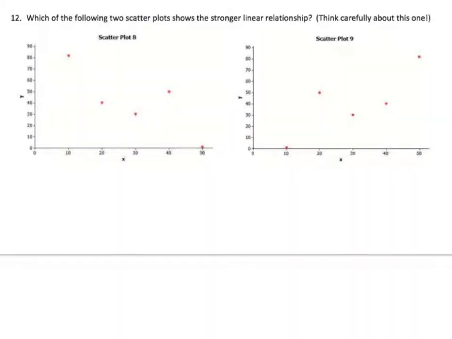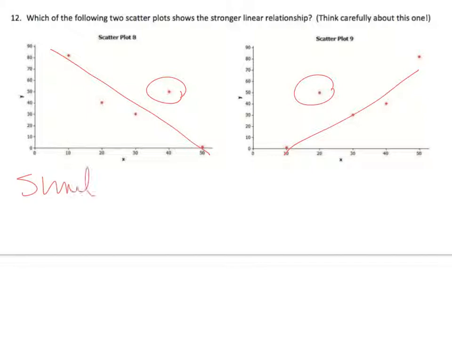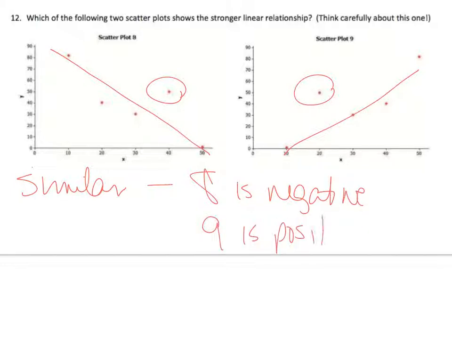Number 12. Which of the following scatter plots shows a stronger linear relationship? Think carefully about this one. I don't know, if I drew a line here, that looks like a crazy one. If I drew a line here, that one looks like a crazy one. It looks pretty similar to me. But one, I can't say one. Number 8 is negative. And number 9 is positive. Yep, that's really it. Cool.